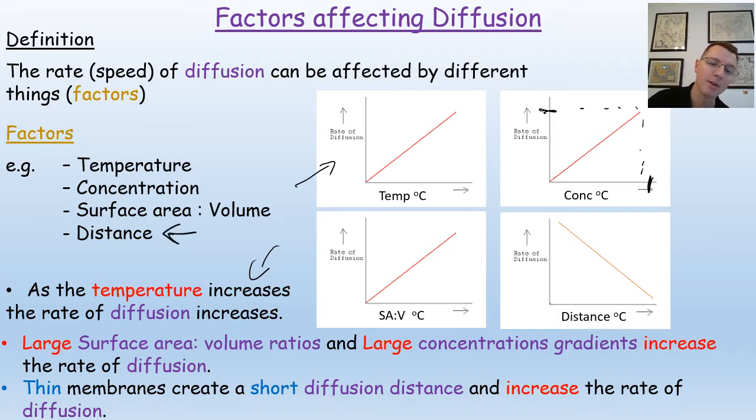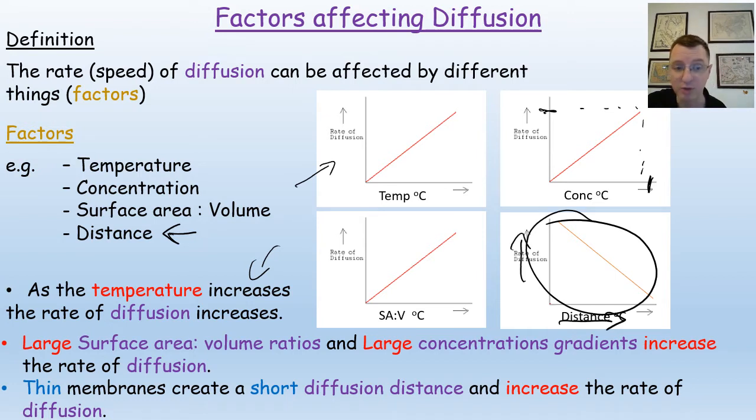And then finally, distance. We really want a very small distance for diffusion to happen over in the human body. That way diffusion will happen very quickly if we're only moving from perhaps 1 millimeter to another millimeter. If this happens over millimeters or even micrometers, then we're going to have an incredibly fast rate of diffusion. So we've got a negative correlation here: as the distance increases, the rate of diffusion will decrease. We want a very short distance to have a fast rate of diffusion.